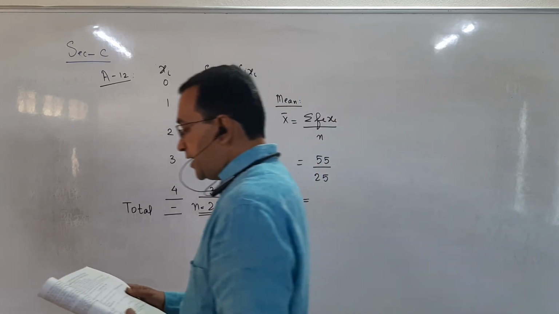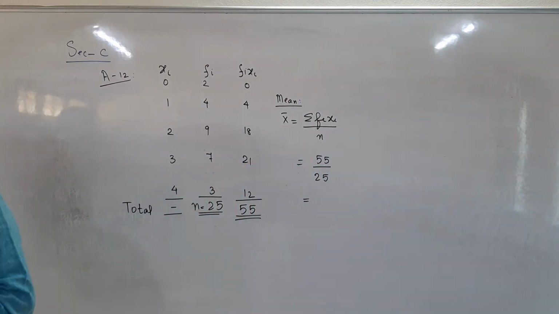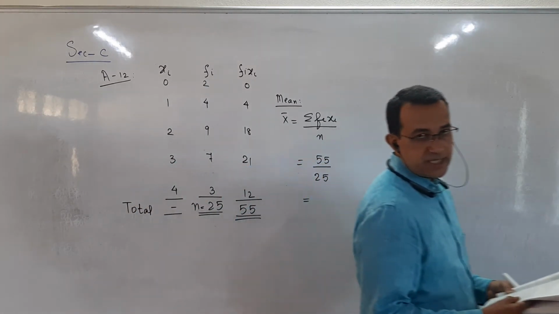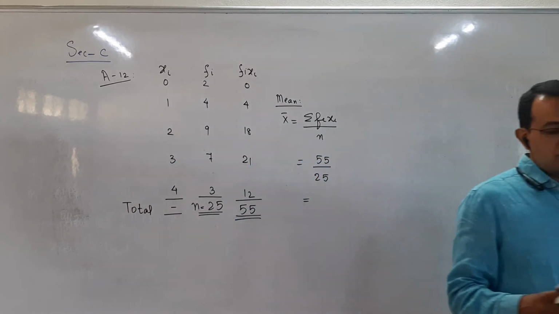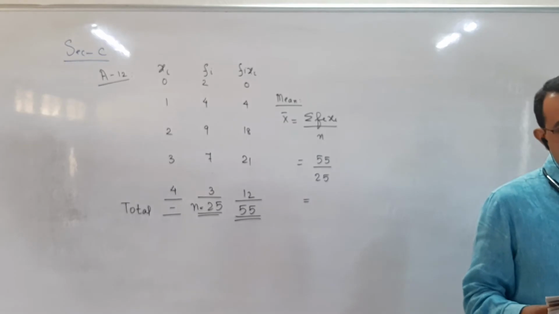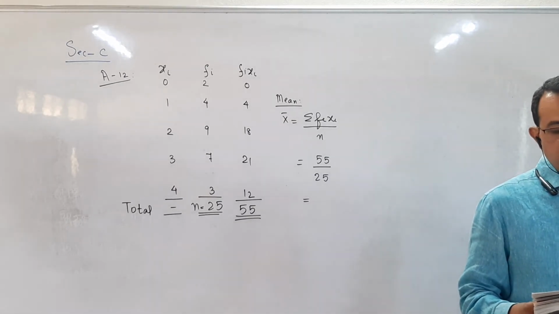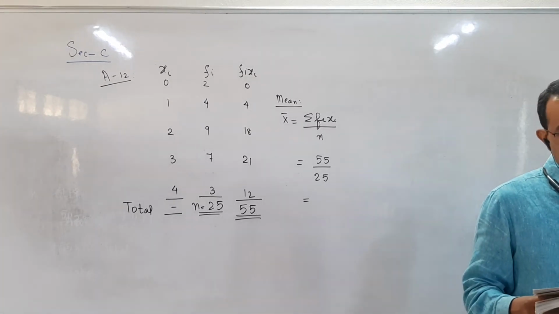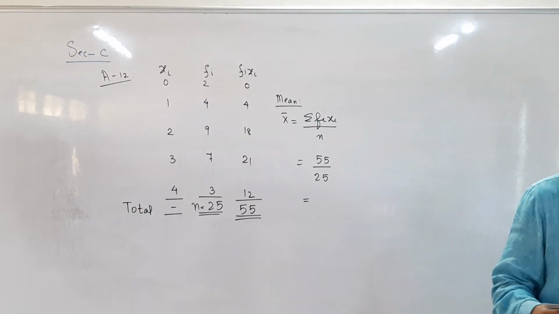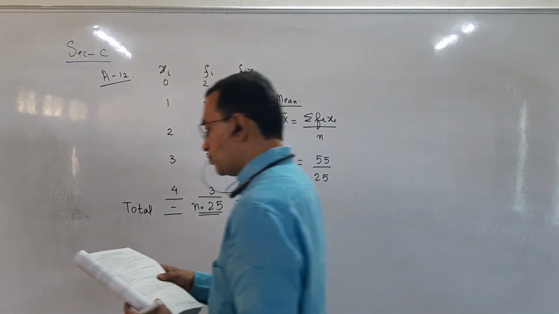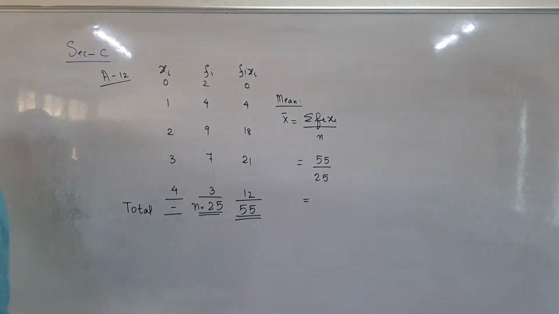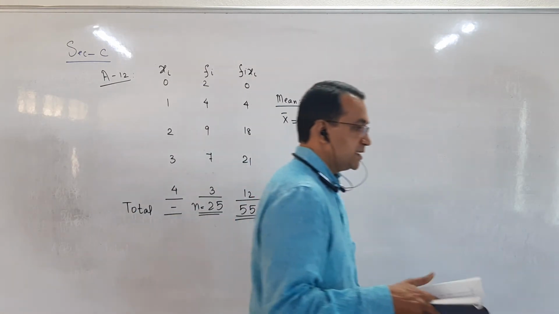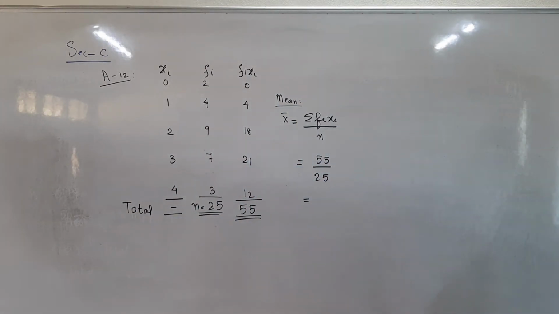It should be well defined and rigid. Rigid means the definition should be perfect. It should be easy to understand and calculate. It should be based on all the observations of the data. It should be suitable for algebraic manipulation. It should be a stable measure, that also we have discussed. And it should not be unduly affected by a few large or few small observations.